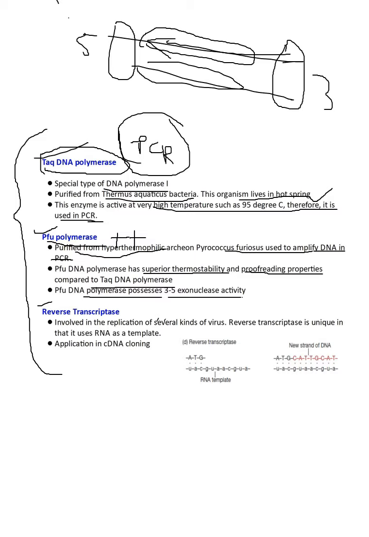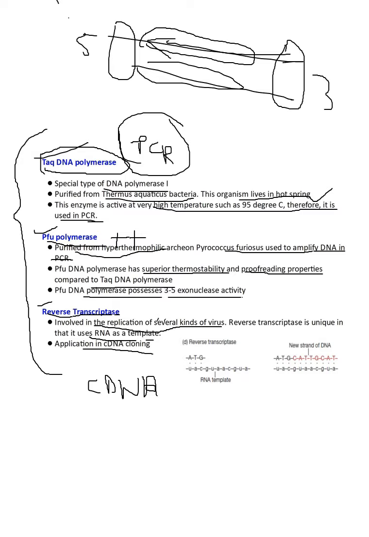So talking about reverse transcriptase, it is involved in the replication of several kinds of viruses. Reverse transcriptase is unique in that RNA is used as a template and DNA is not used as a template, as its name suggests, and I hope many of you have heard about this. RNA is used as a template in this, and its application is in cDNA cloning. So this is very important, cDNA cloning. I guess many of you know about cDNA. If not, I'll be coming with more such videos about cDNA and other library-related functions.